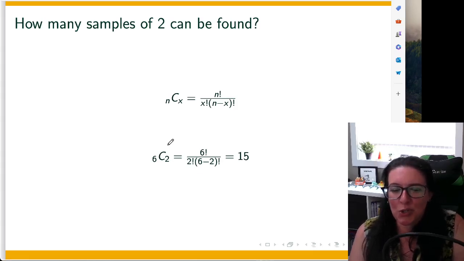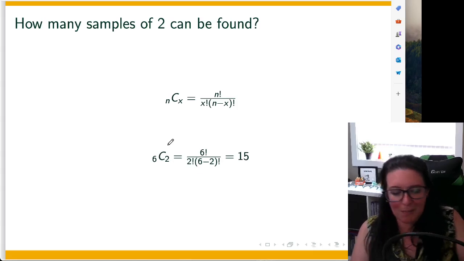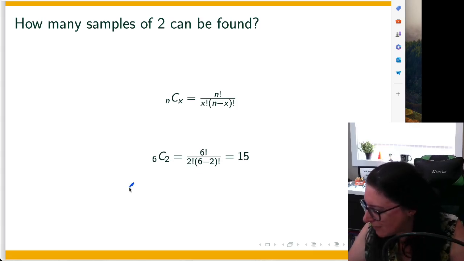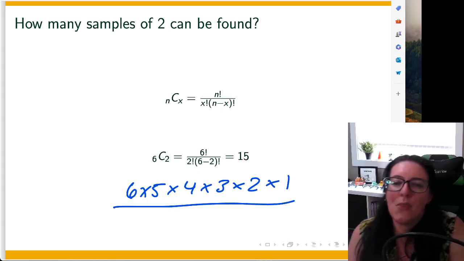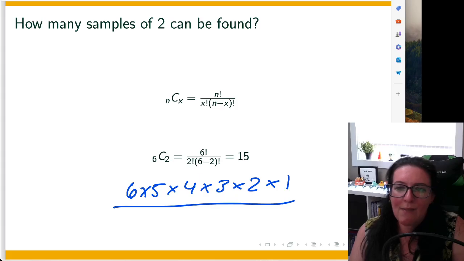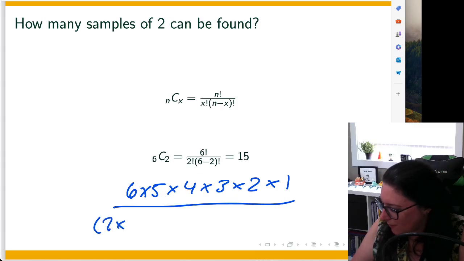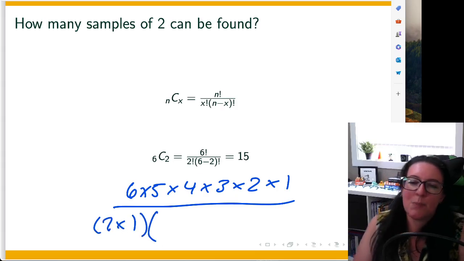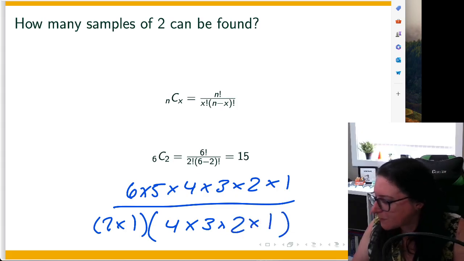If we are doing 6 choose 2, then that's going to be 6 factorial. So remember, factorial means 6 times 5 times 4 times 3 times 2 times 1. Just write this out here. 6 times 5 times 4 times 3 times 2 times 1. And then on the bottom of our formula, we have that we're picking samples of 2. So we have 2 factorial, which is 2 times 1. And then we have 6 minus 2 factorial, which is 4 times 3 times 2 times 1.